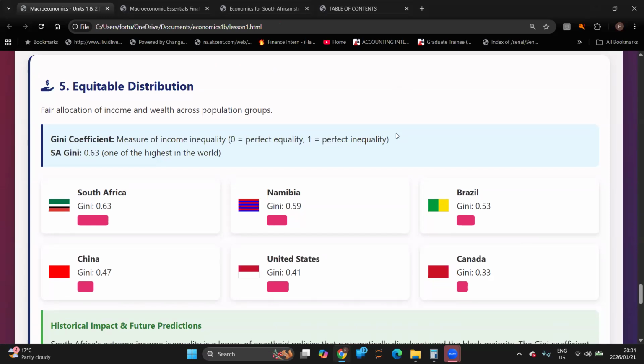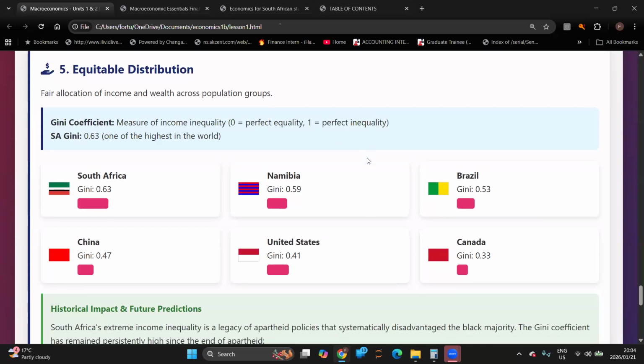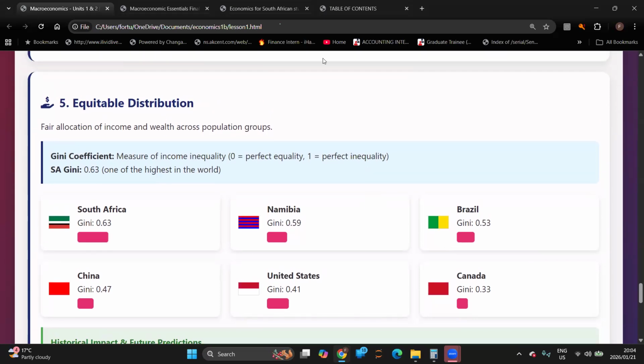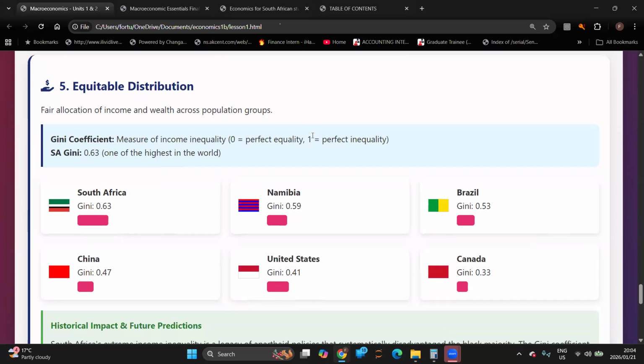South Africa has the worst inequality in the world, with a Gini coefficient of 0.63. How can we solve this income inequality in South Africa? It means there's a wide gap between income brackets. What do you think can be the solution to income inequality in South Africa?